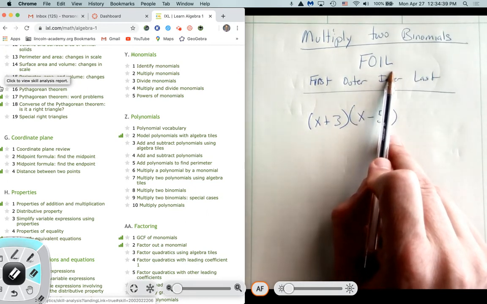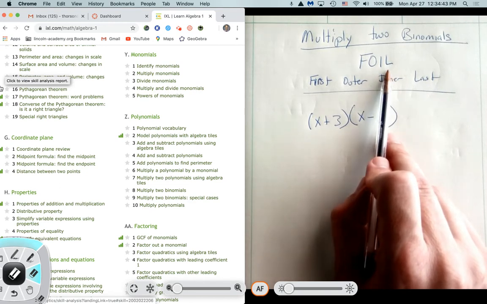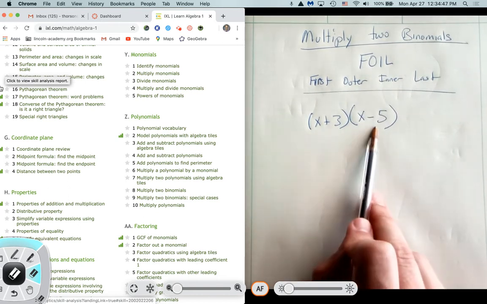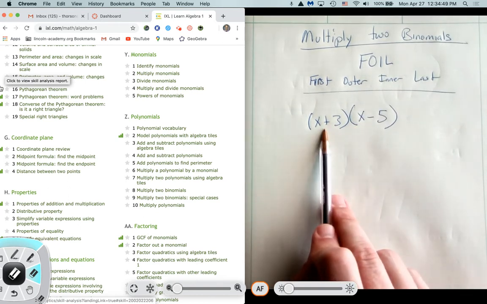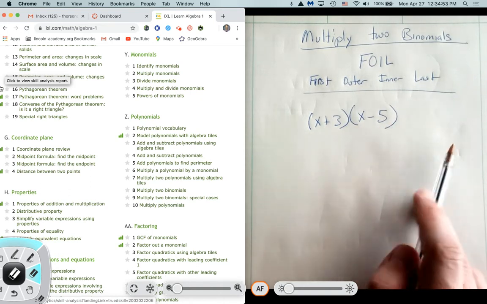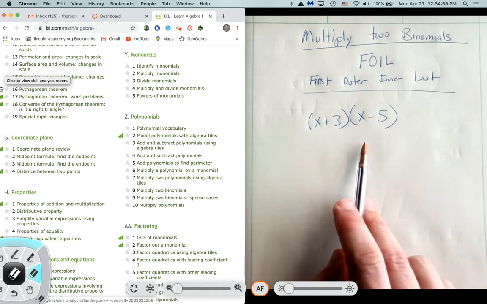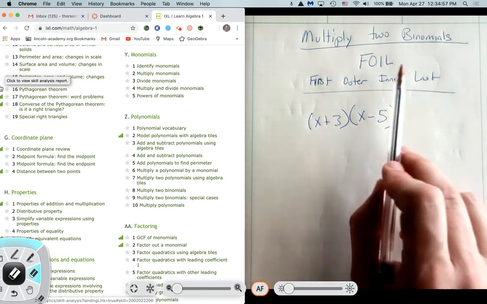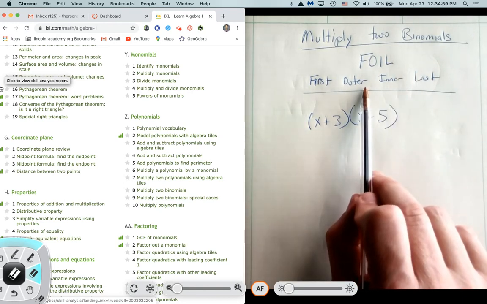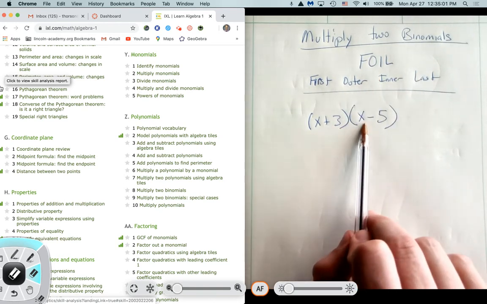Now I'm going to teach this to you so you'll know what it is and you'll be able to refer to it. But I actually don't like the FOIL method because it only works when you multiply two binomials. When you get to trinomials, with 3 terms or 4 terms or 5 terms, it doesn't work. FOIL doesn't work in all aspects, but it does work with two binomials.